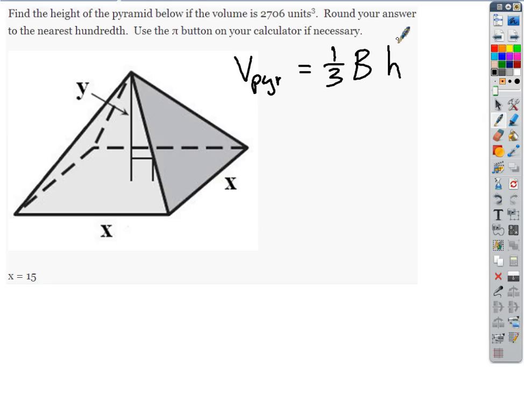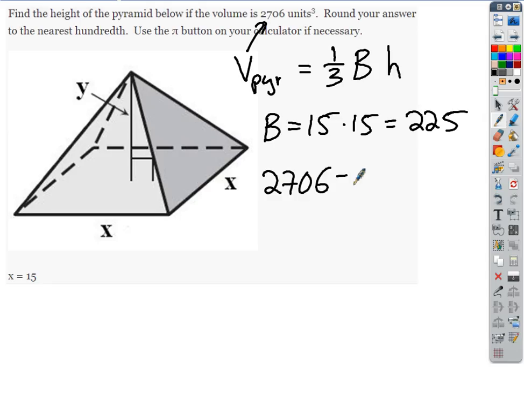15 squared, very good. So easy, it's 15 by 15. So we can solve for B. 15 times 15, which is 225. Okay, so we've got B, we've got V, that's given to us. So I can plug all that stuff in, and I get 2706 equals 1/3 times 225 times h. Now, what are the steps I go through to solve for h?